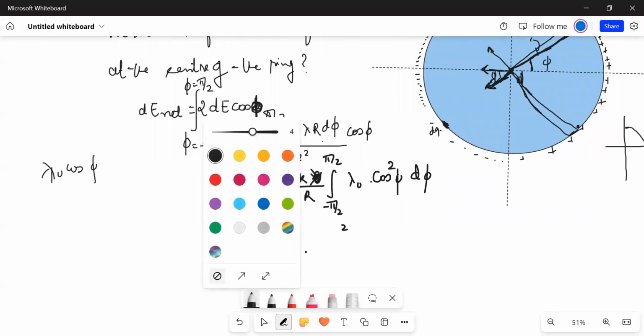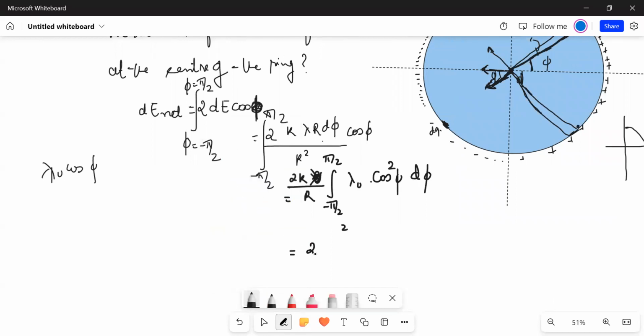Yes sir. Okay. So I'm writing 2K upon R and lambda naught also outside. What is cos square phi? If you just absorb this 2 inside, 2 cos square phi is 1 plus cos 2 phi, right? d phi integrated from minus pi by 2 to plus pi by 2. If I integrate cos 2 phi, it is simply sin 2 phi. And if I place pi by 2, sin pi is 0 and sin minus pi is also 0.